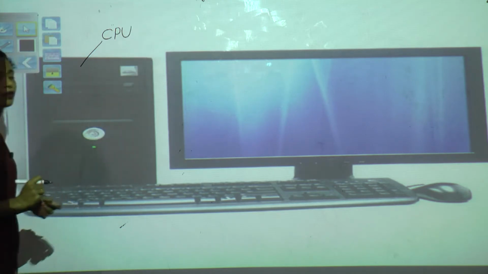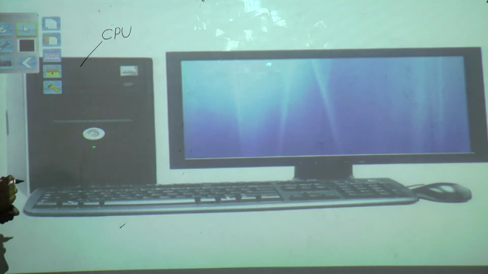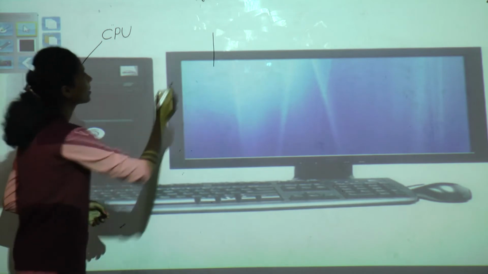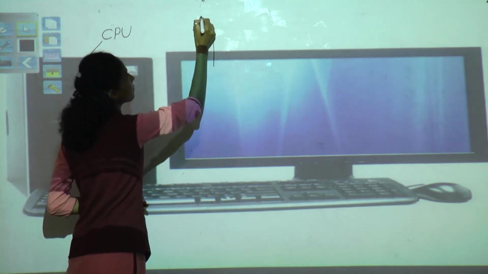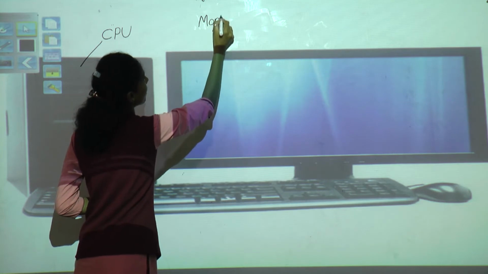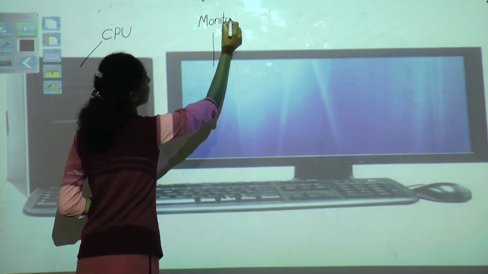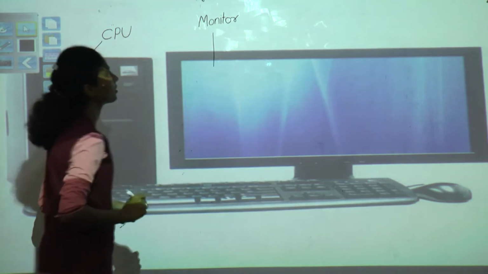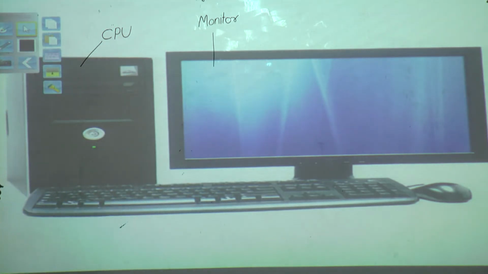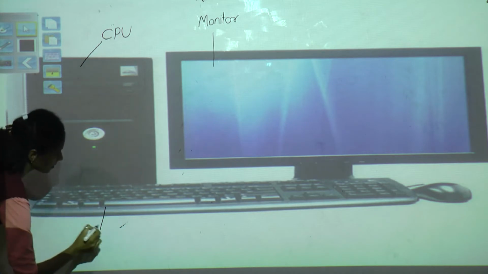What is the CPU? CPU stands for Central Processing Unit. What is this? This is monitor. M-O-N-I-T-O-R. Monitor. What is this?